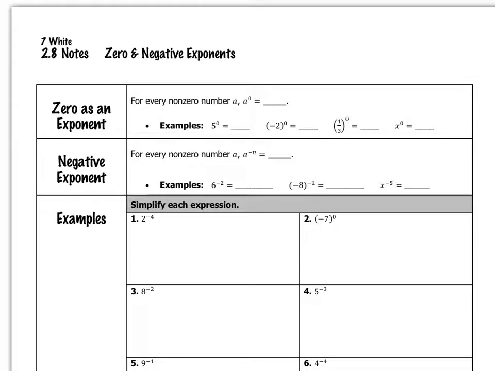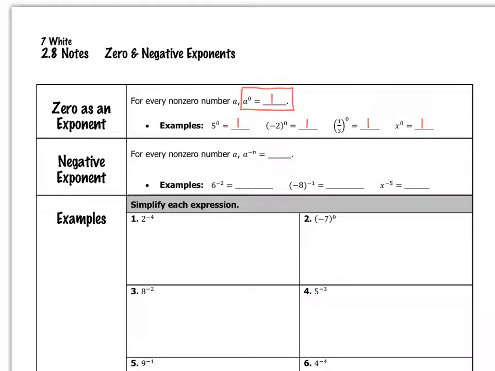Anytime you have a number or a variable base taken to a power of 0, you get an answer of 1. So our rule is for every non-zero number, a to the 0 power is 1. So for example, 5 to the 0 power is equal to 1. Negative 2 to the 0 power is equal to 1. 1/3 to the 0 power is equal to 1. X to the 0 power is equal to 1.